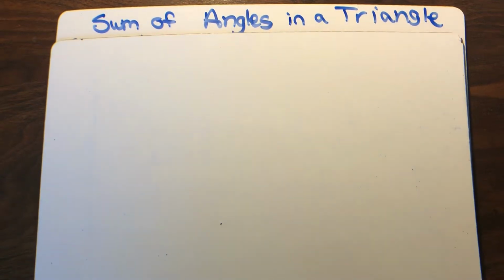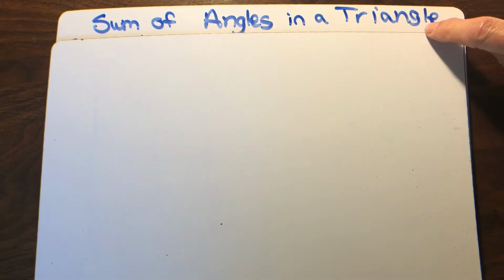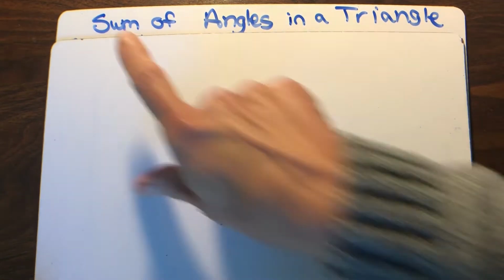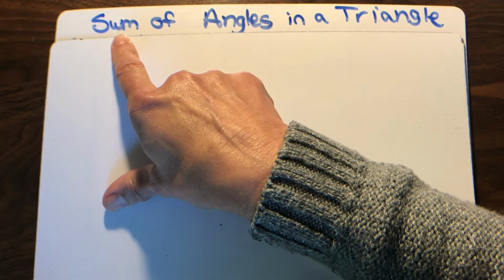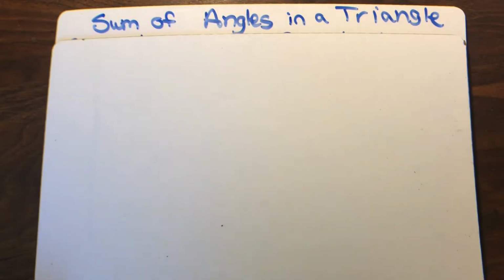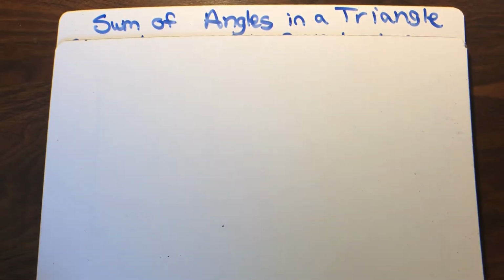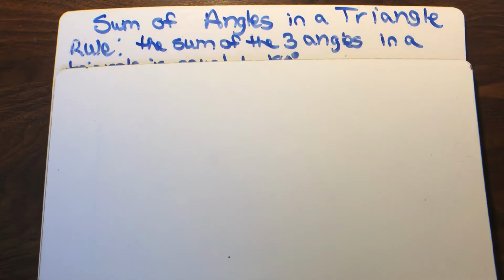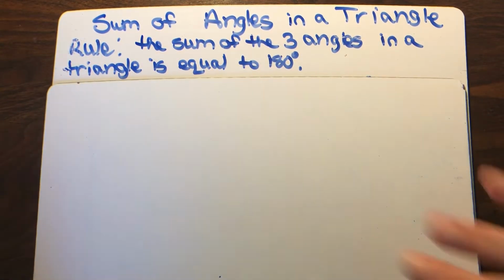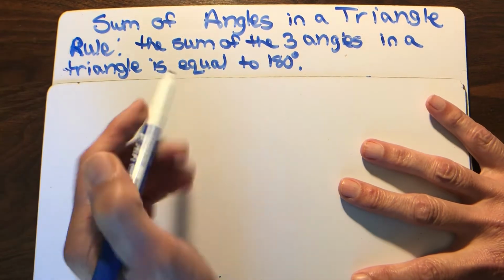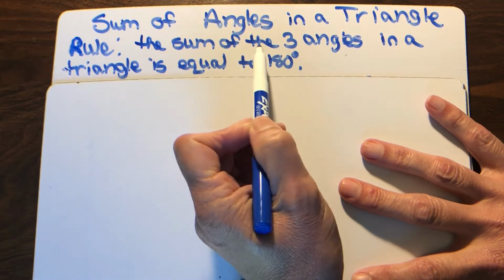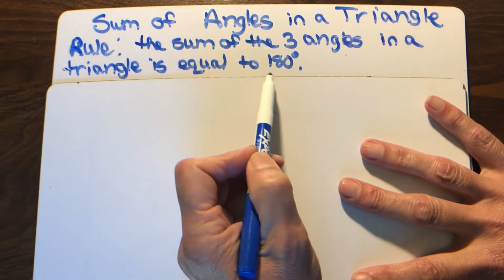Now, let's talk about the sum of angles in a triangle. Remember, tri means 3. You have 3 angles that make up that figure. The sum, remember that word sum means to add. So what is the rule for adding up the angles in a triangle? Well, it's a handy dandy little rule, okay? And that is that the sum, which means add, of the 3 angles in a triangle is equal to 180.